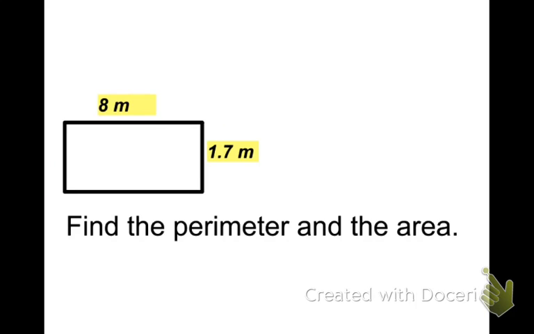Okay, last one on your handout. Find the perimeter and the area of this rectangle. Again, you're really getting good at writing this algebraically, so write the formula out horizontally and substitute in the length and the width. Remember to pause.